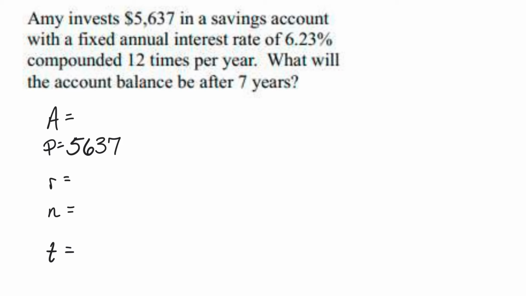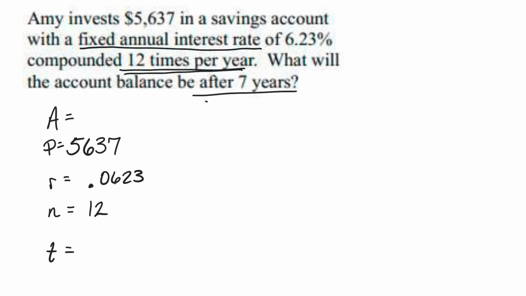All right, and a fixed annual interest rate of 6.23%. I'm actually going to write this as a decimal over here. So the rate is 0.0623. And it is compounded 12 times a year. We could call that monthly, but that is our value N. And then the final question is, what would the account balance be after 7 years? So we know that T is 7.